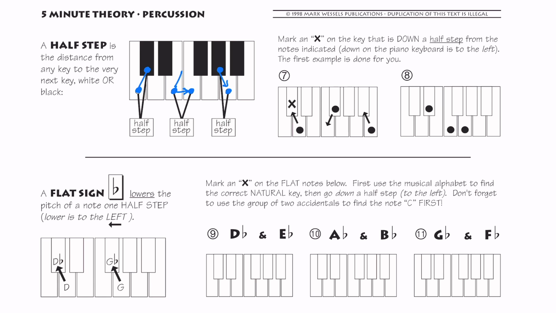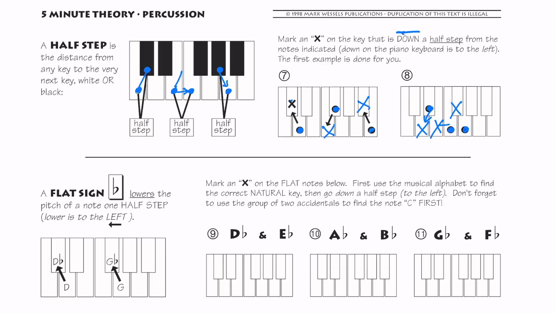So I'm going to mark an X on a key that is down a half step from the notes indicated. So here's the note, there's my X. Here's a note, I'm going down, putting an X. I even show it to you with the little arrows. That's pretty simple. Number 8, take away the arrows, but I still have to think where those half steps are. Now notice here, I don't have that accidental in between, so a half step is just the very next note down. Here I do have an accidental, so that's the X right there.